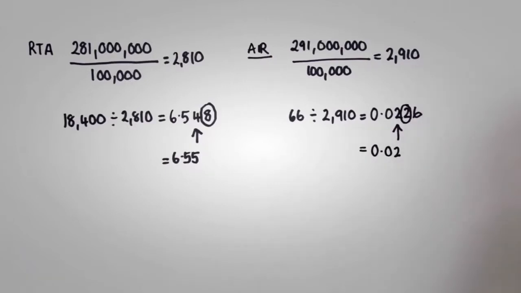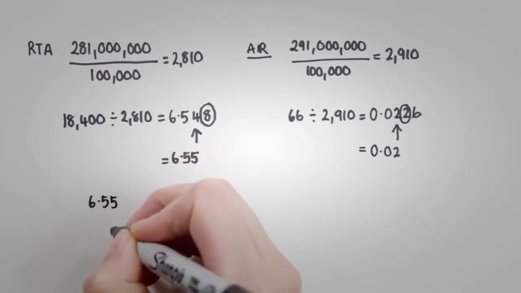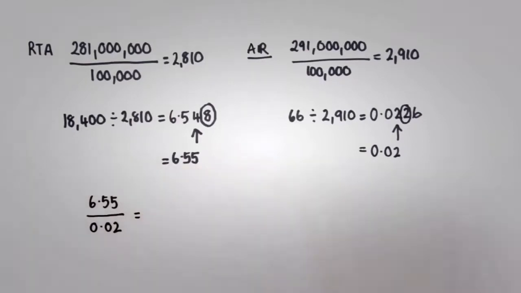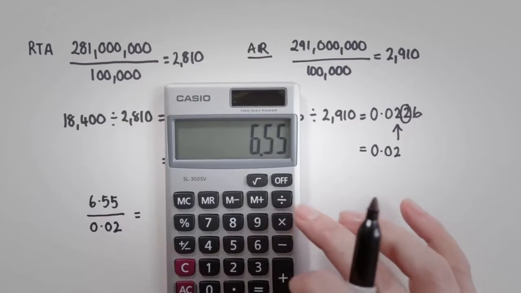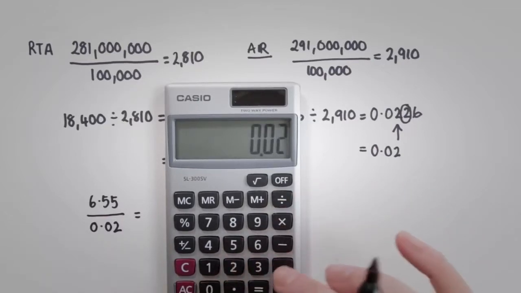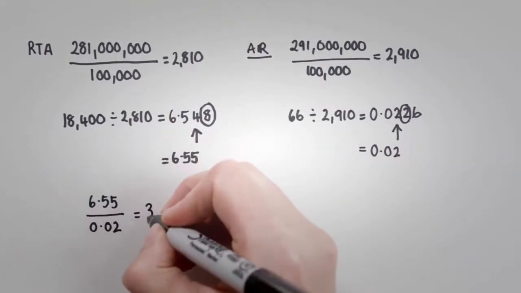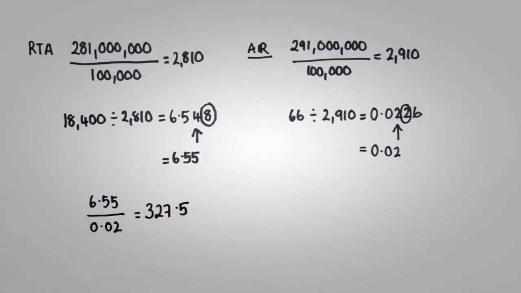Now, it's possible to work out using these figures how many times more people die in road traffic accidents compared to flying. And so we need to compare the rates. So we have 6.55 and we have 0.02. And to compare those, we're going to divide them. And again, you can do this using your calculators. So we have 6.55 divided by 0.02. And that gives us 327.5. So this means that approximately 300 times more people in the US are killed by driving than by air travel.